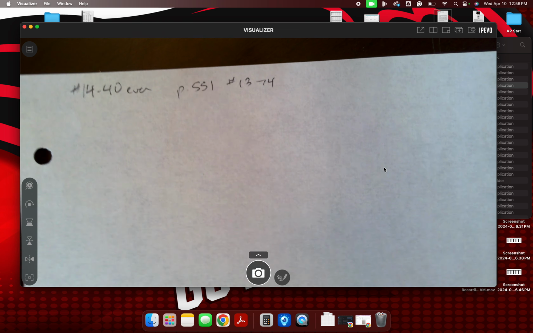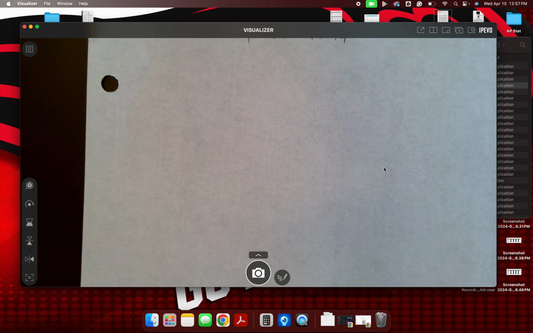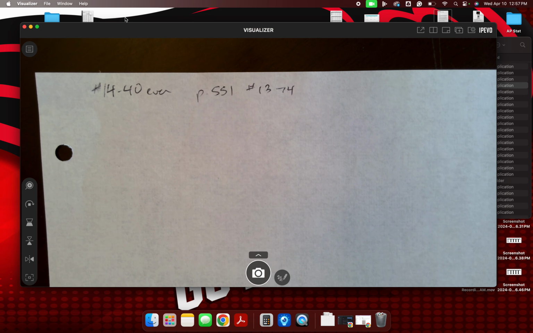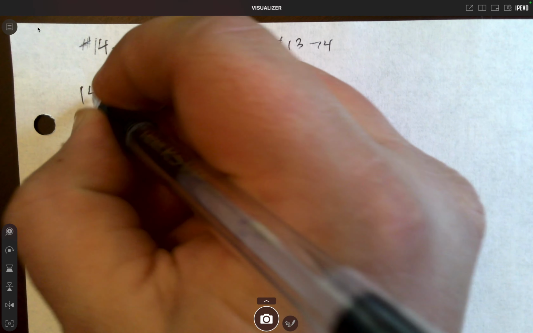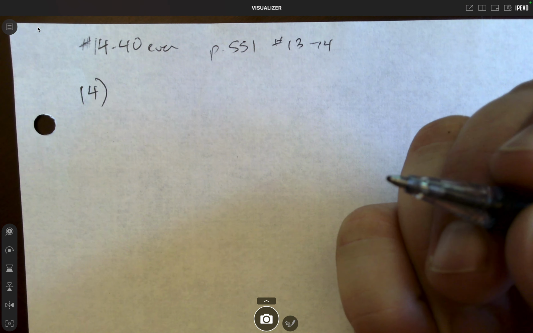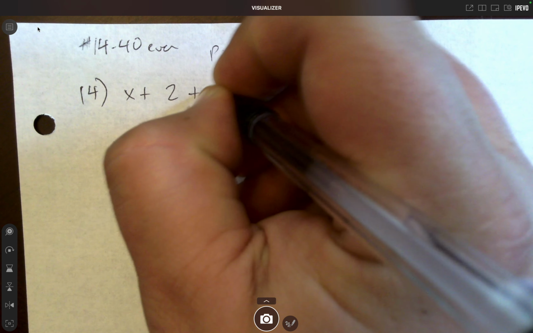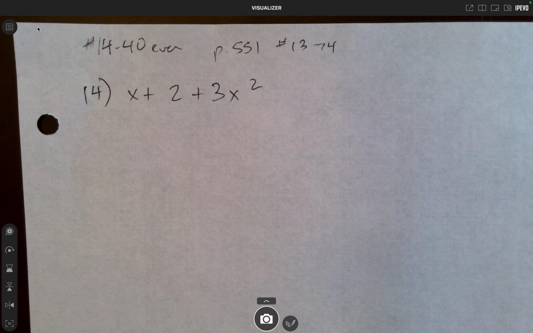Let's look over the review for the Algebra 1 test for the first half of Chapter 8. Okay, let's see. Let's expand this. There we go. So starting with number 14. It says write each polynomial in standard form. Standard form means you write the highest exponent first and then move down from there.